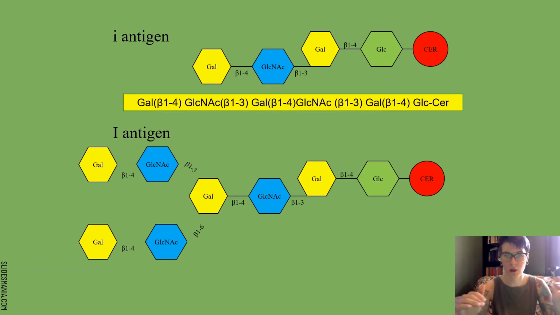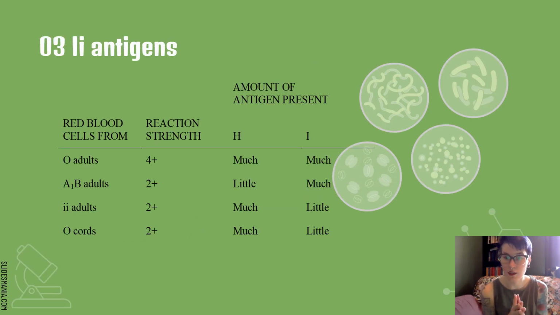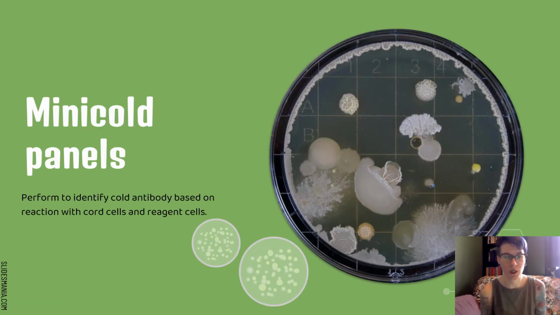So here are the two structures. You see that the big I antigen is just the branching of the little i antigen. This is a nice little chart to show you how much H and I are on each type of red cell. So when we have a cold reacting antibody, we can perform a mini cold panel to identify what the antibody specificity is. These normally involve cord cells and reagent cells.